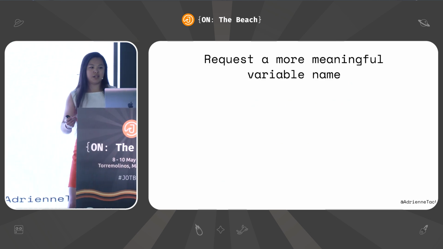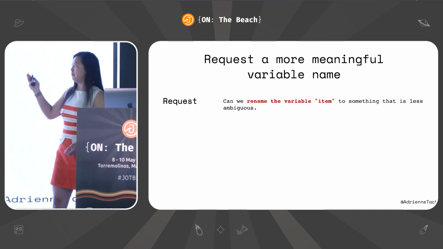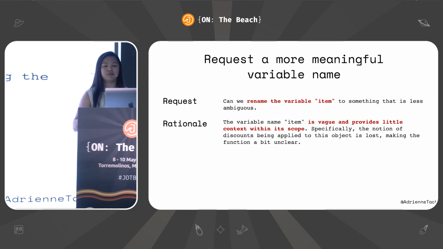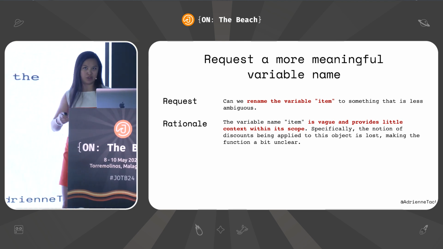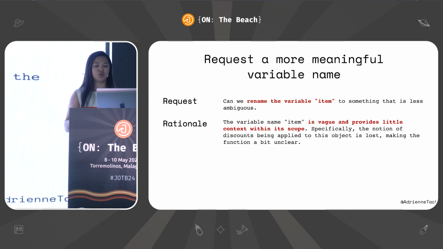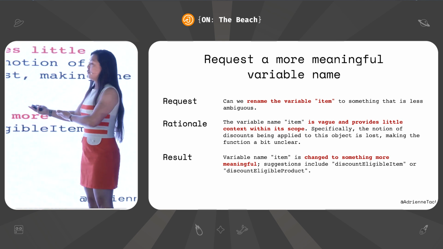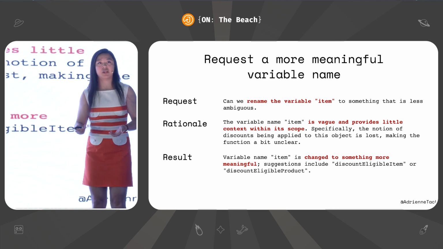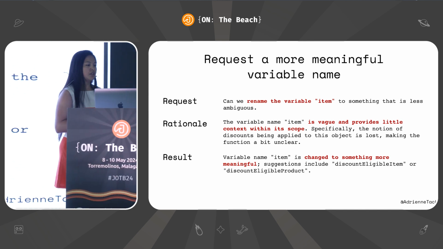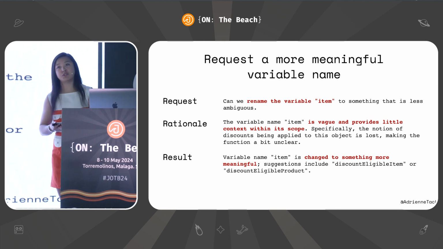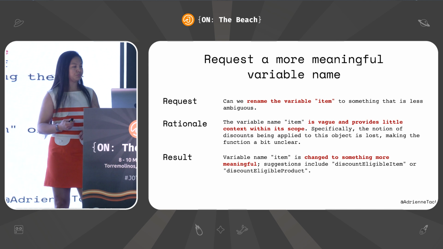If you want to request a more meaningful variable name, request: can we rename the variable item to something less ambiguous? Rationale: well, the name item is vague. It provides very little context within the scope, and you have lost the notion of the discounts being applied, depending on what we're talking about, right? So result: variable name item is changed to something more meaningful. Here you can even add suggestions of what you think is more meaningful and help that along. So request, rationale, result. Request: tell them what you want them to do. Rationale: explain why you want them to do it. And then the result, something that they can compare that change to.